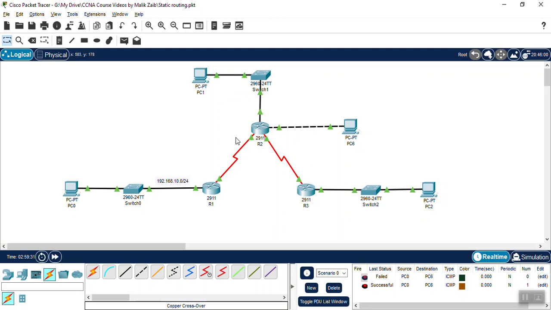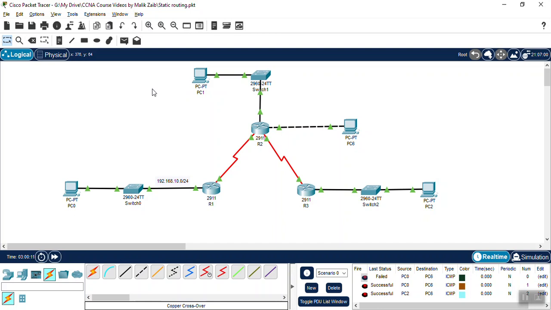Now for R3 also it's a remote network, but if you remember, in the last lecture we configured a default route on R3. Default route means you can send the packet towards any network. So as you can see, when we send from PC2 to PC6, it is successful, because we have configured a default route here. If we were configuring a static route on R3, then we would have to add this route here also. So this is the disadvantage of static routes: whenever we connect a new network in any scenario, we have to configure the static route for that network.